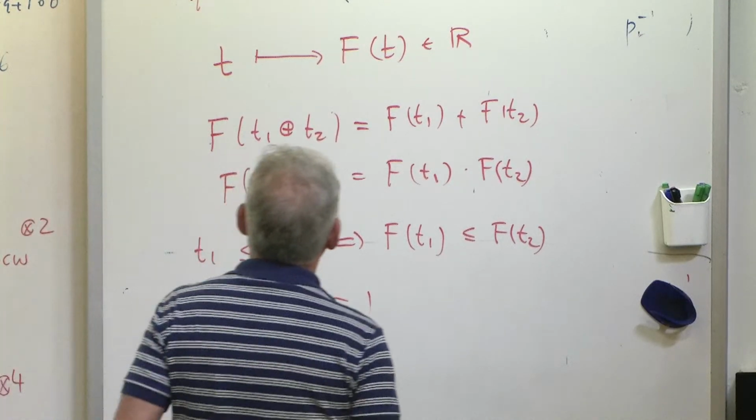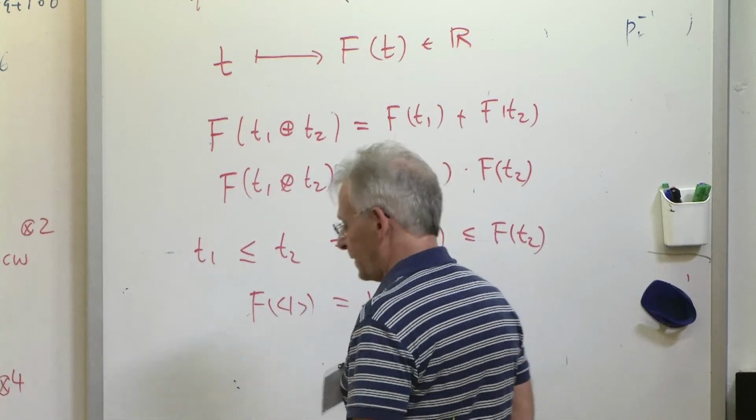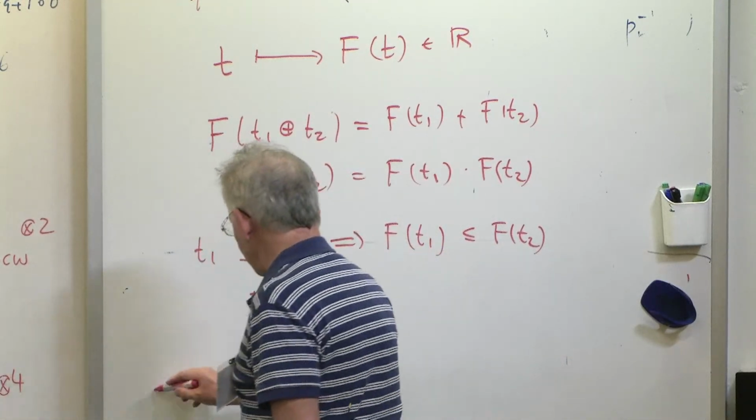Okay, so you look at the collection of all these f that have this, and this leads to the notion of the asymptotic spectrum.